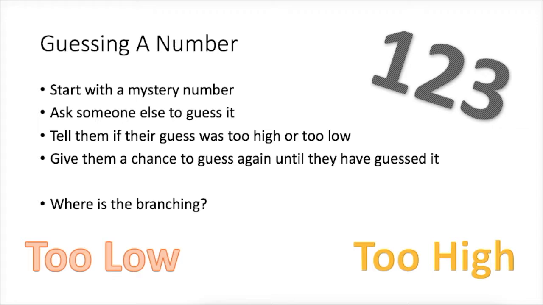So before we go on, I want you to take a few minutes. You might even have to press the pause button here. But think about, where is the branching in these three steps? We start with a number, we give somebody a chance to guess it, we tell them whether they were too high, too low, or right on. Where is the branching? Where is the condition?